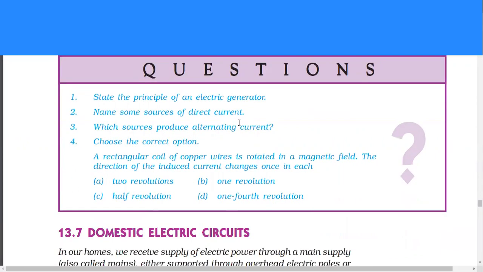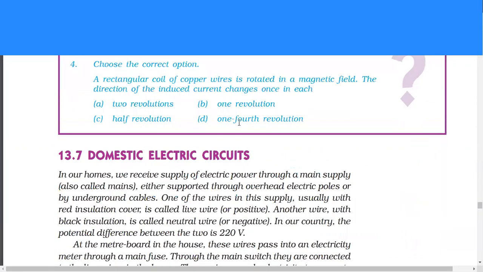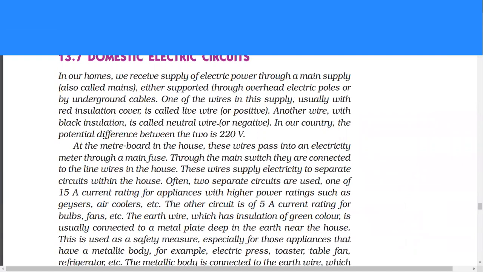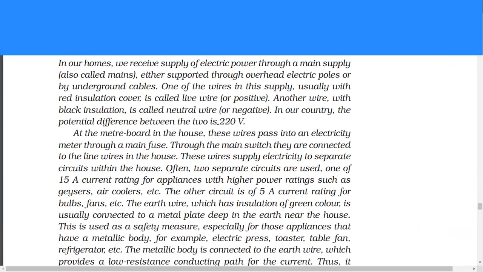Domestic electric circuits. In our homes, we receive supply of electric power through a main supply, also called mains, either supported through overhead electric poles or by underground cables. One of the wires in this supply, usually with the red insulation cover, is called the live wire or positive. Another wire with black insulation is called neutral wire or negative. In our country, the potential difference between the two is 220 volt.